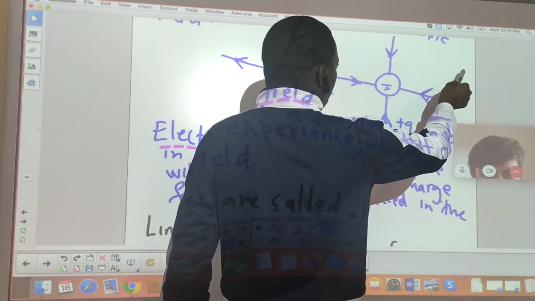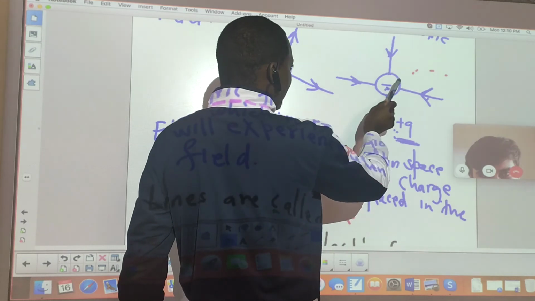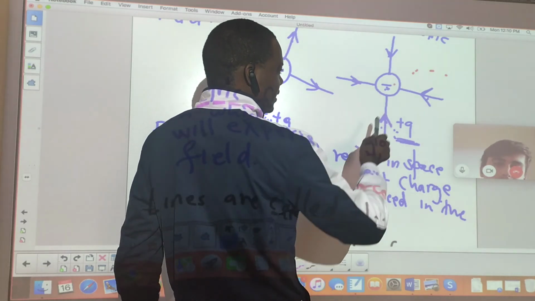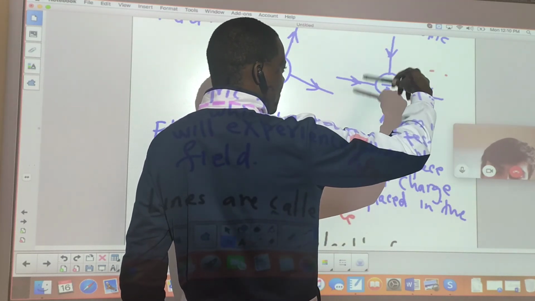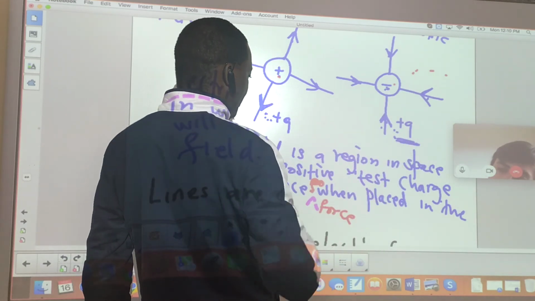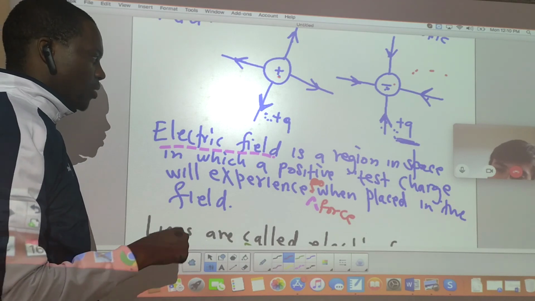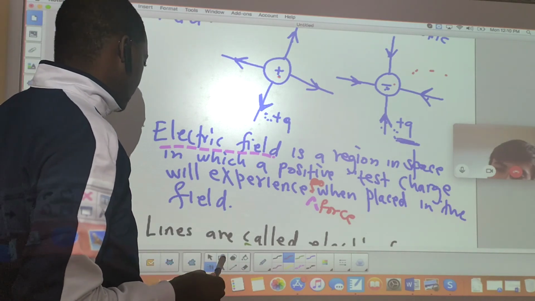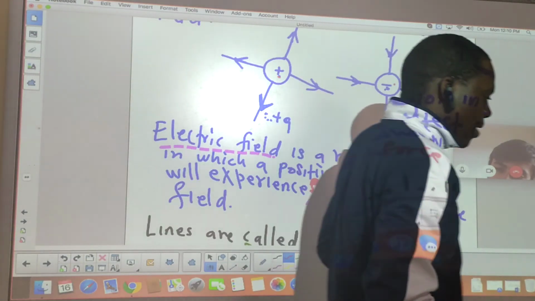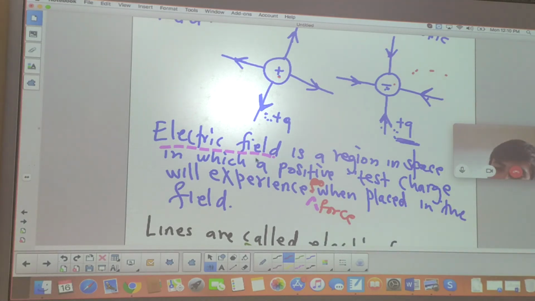Okay, guys. Do not forget how to draw for negative and positive. We call them electric field patterns, but I'm going to talk about that later, whereby I'm looking at all the possible electric field patterns. Alright. Now then, if you look here.